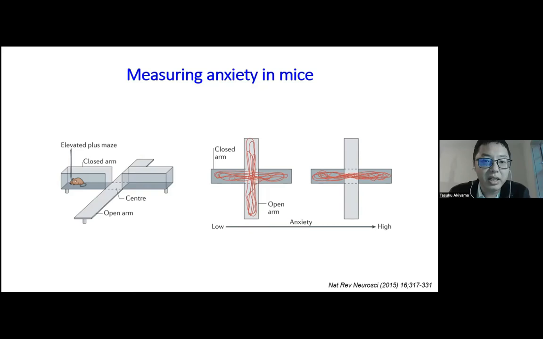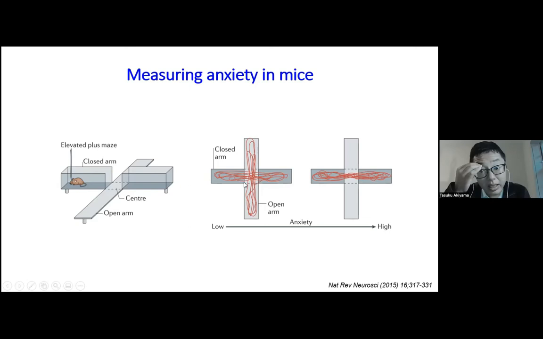To measure anxiety in mice, we use three different behavior tests, but today I will show you one of them. It's called the elevated plus maze. The elevated plus maze consists of four arms, and two arms have walls, and the other two arms don't have walls. The arm that has a wall we call the closed arm, and the arm that doesn't have a wall we call the open arm.